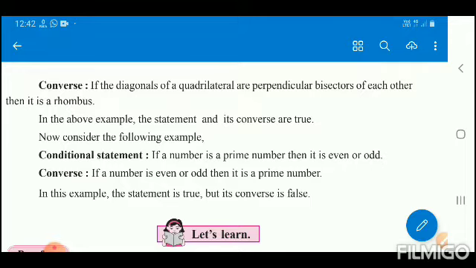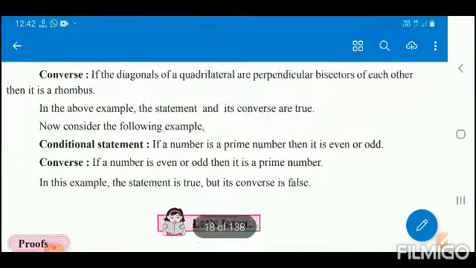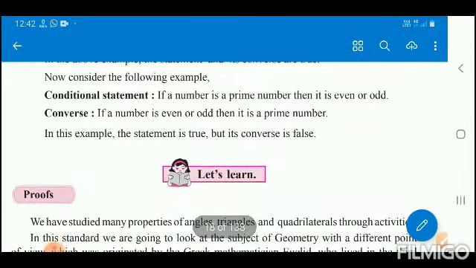Is it true? No. In this example, the statement is true, but its converse is false, because not all even or odd numbers are prime numbers. Among them, some numbers are composite numbers. So the converse of this statement is false.